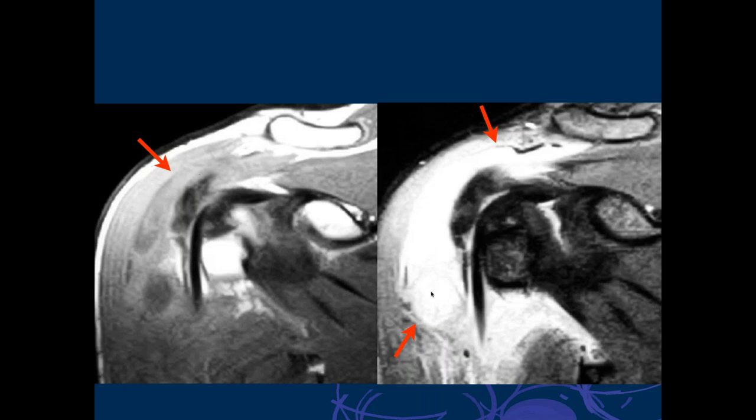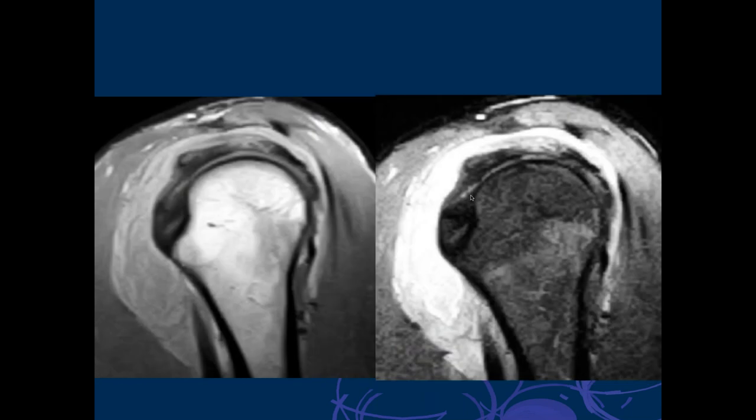So we see this big fluid collection. It's really in the subacromial subdeltoid bursa. This was called a rotator cuff tear. And here are the sagittal images showing the signal in the cuff and this huge amount of fluid, which has a very inhomogeneous appearance if you window and level it, in a subacromial subdeltoid bursa.